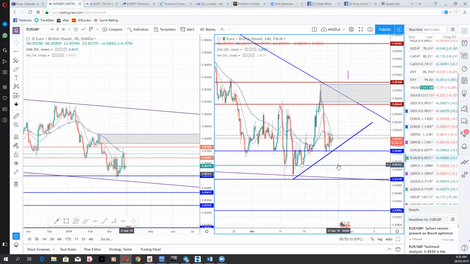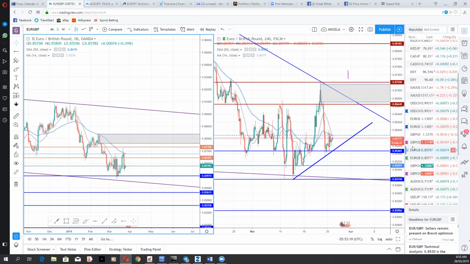So the next pair we'll be looking at is GBPCHF. Looking at the GBPCHF.